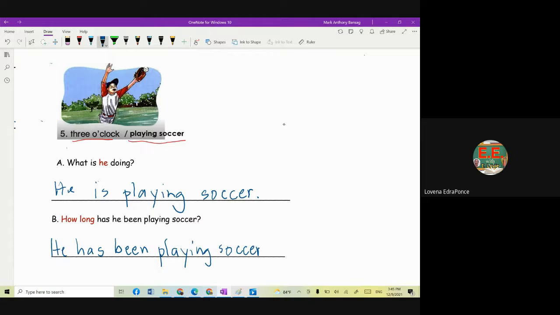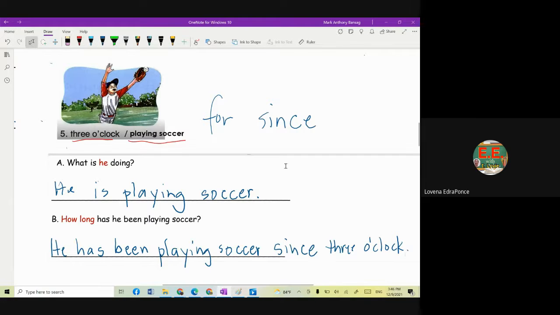Okay, what are we going to use? For or since? 3 o'clock. Okay, 3 o'clock doesn't tell us how many hours, but it tells us when the action started. So he started at what time? 3 o'clock. We're going to use since. So he has been playing soccer since 3 o'clock. All right.